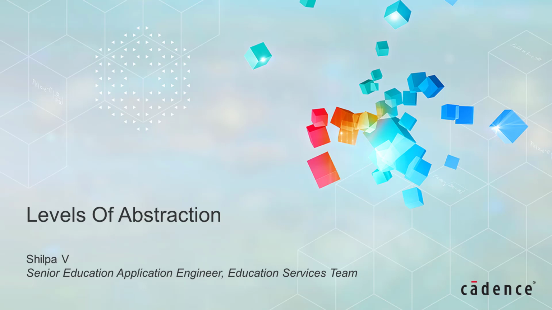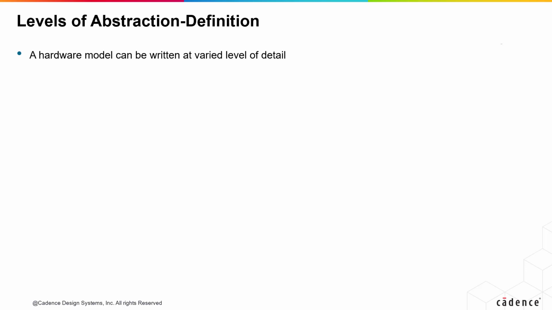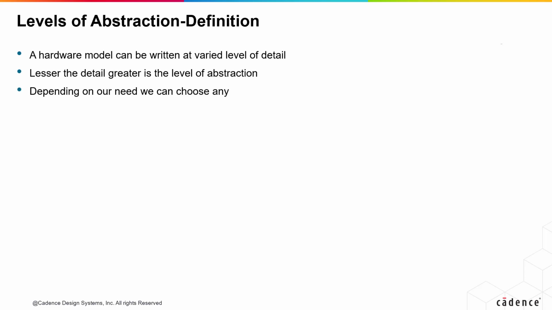Levels of abstraction. A hardware model can be written at varied levels of detail. The lesser the detail, the greater the level of abstraction. Depending on our need, we can choose any. VHDL provides different levels of abstraction.